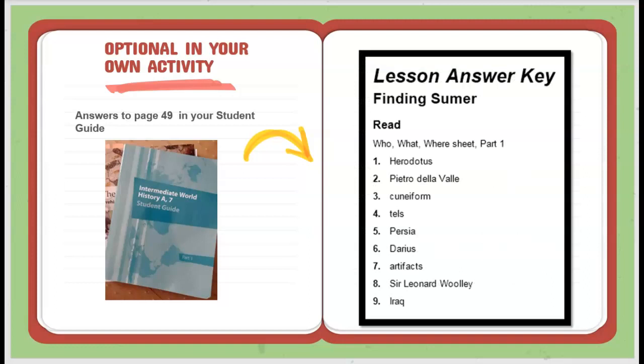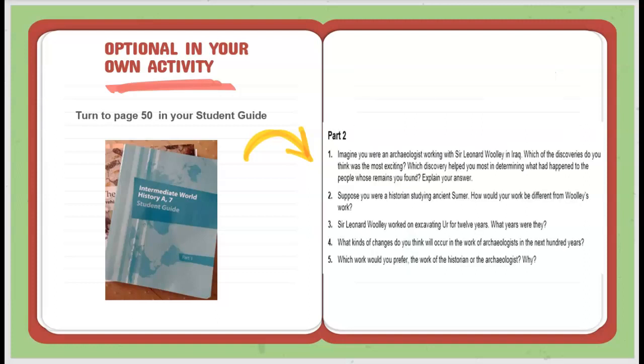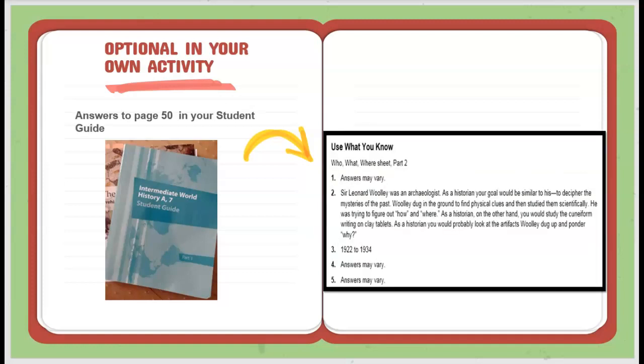There we go. And then there are your answers. So you can go ahead and check your answers either if you pause the video and did it before, or if you're doing it later, you can come back to check your answers to see if you had them correct. And then another optional activity, turn to page 50 in your student guide. This is part 2. You can go ahead and imagine you're an archaeologist, and you can go ahead and kind of picture what maybe Sir Leonard Woolley went through and the discoveries that he made. And then again, here's an answer guide to that.